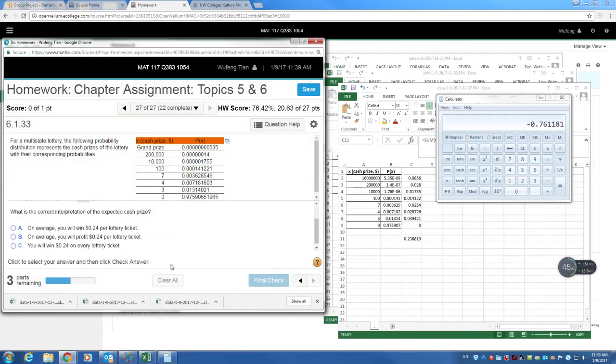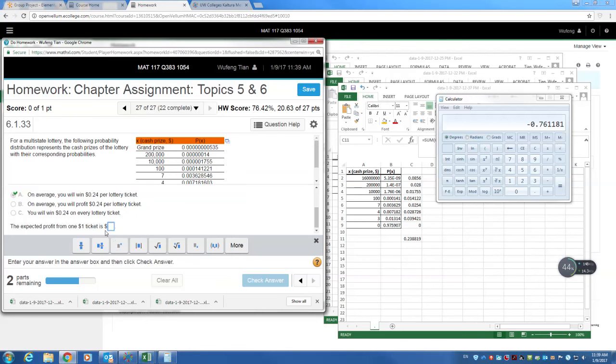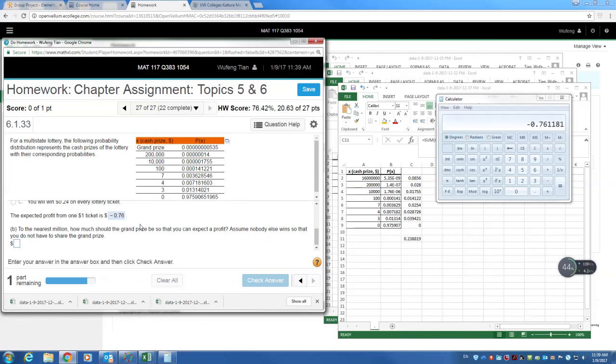Okay, so continue. On average, what's the correct interpretation? On average, you will win this amount per ticket. Okay, so this is the right answer. It doesn't mean that's your profit, because you spend $1 to buy the ticket. The expected profit from one ticket is actually negative 0.76. You lose money. If you spend $1, you only get 24 cents as the reward.